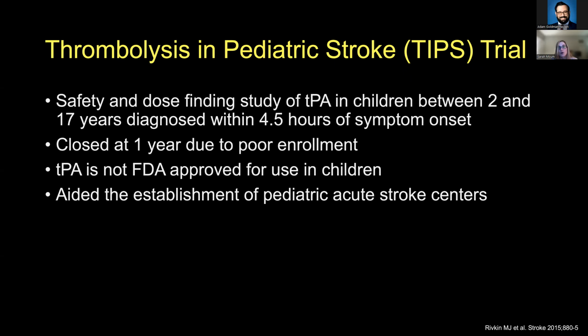The TIPS trial was a safety and dose-finding study of TPA in children between 2 and 17 years who were diagnosed with stroke within 4.5 hours of symptom onset. This trial was unfortunately closed at 1 year due to poor enrollment. TPA is currently not FDA approved for use in kids. Off-label TPA usage is still possible, especially in teens.